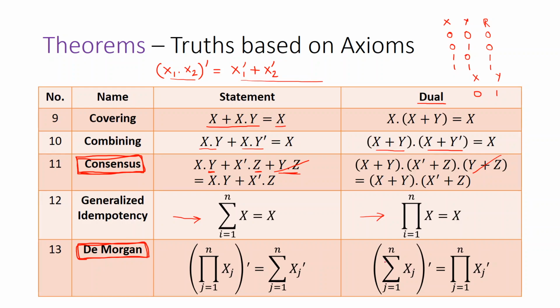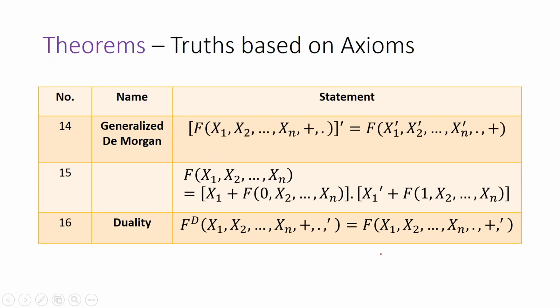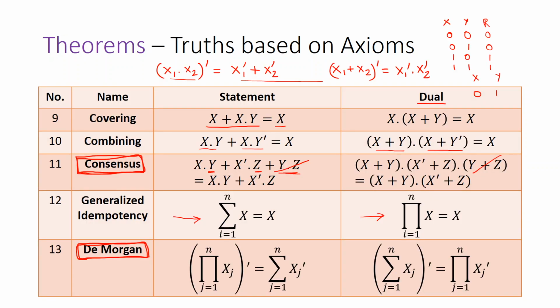The dual statement is also true. So if you have x1 or x2, complemented, it would be x1 complement and x2 complement. This you should always remember. You should remember this De Morgan's theorem by heart. Generalized De Morgan. So this is simple De Morgan.